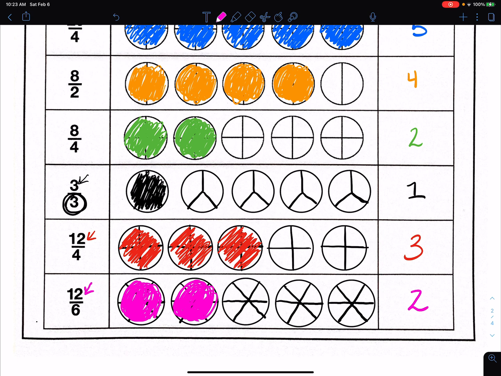So that's our introduction to expressing whole numbers as fractions.